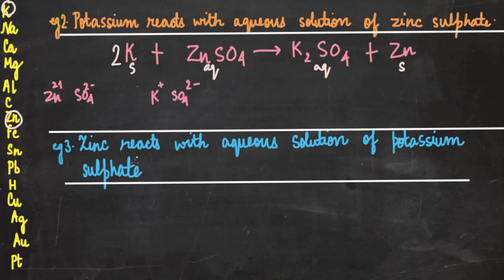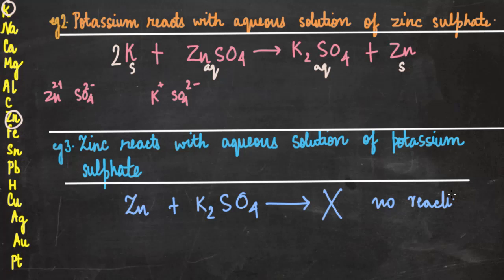So shall we see the next example? In the next example, zinc reacts with potassium sulfate. So we have zinc, it is reacting with potassium sulfate. What happens here? Now zinc is less reactive as compared to potassium. Therefore, this reaction is not going to take place. There would be no reaction in this case because zinc is less reactive than potassium. It cannot displace potassium from potassium sulfate. So this was about displacement or single displacement reaction.